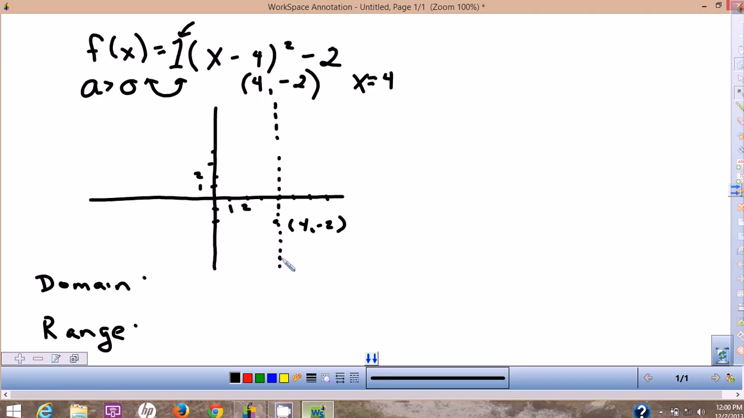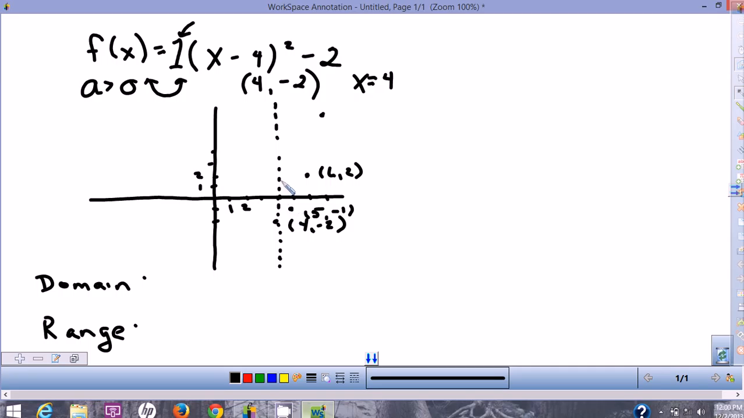So let's put a few more points on, and by now you should be pretty confident that as long as this a value is 1, we go up 1 and over 1 to get to this next point, since 1 squared is 1. We go over 2 and up 4 because 2 squared is 4, and over 3 and up 9 because 3 squared is 9, which gives us coordinates of (5, -1) and (6, 2). Notice that we're not at 4 now, we are at (6, 2).